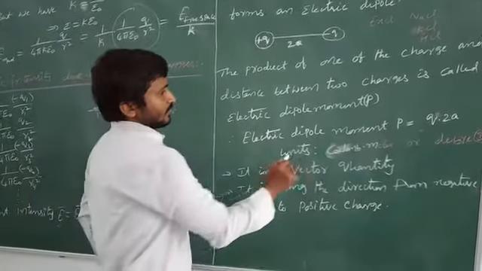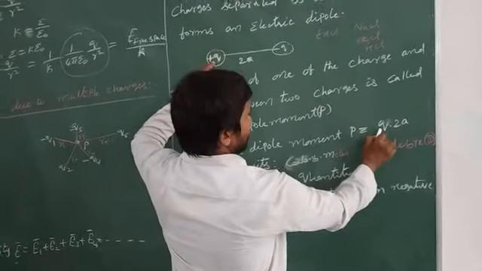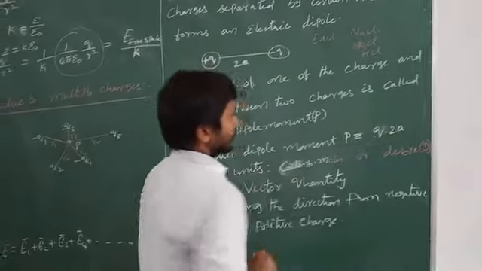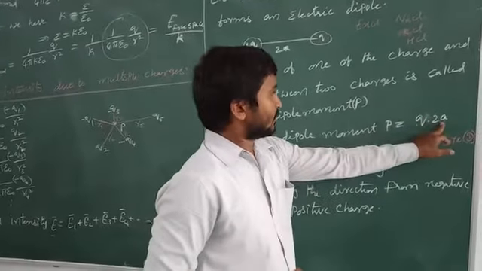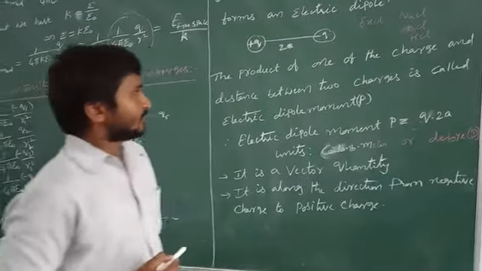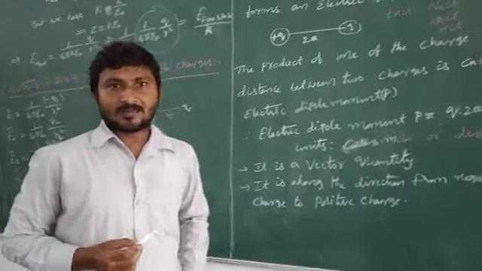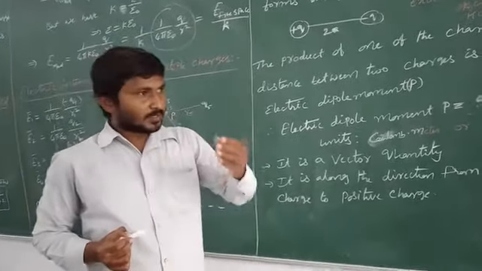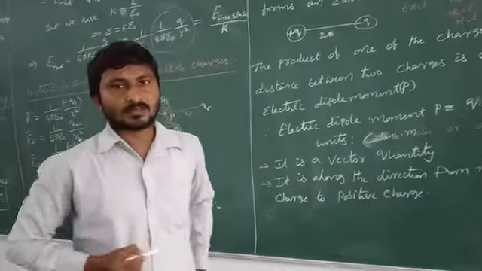Electric dipole moment is equal to the product of one of the charges and the distance between the two charge carriers, Q into 2l. The unit of electric dipole moment is coulomb meter. Another unit is debye, denoted with capital D. This electric dipole moment is a vector quantity. It has both magnitude and direction. The electric dipole moment is always directed from the negative charge to the positive charge.